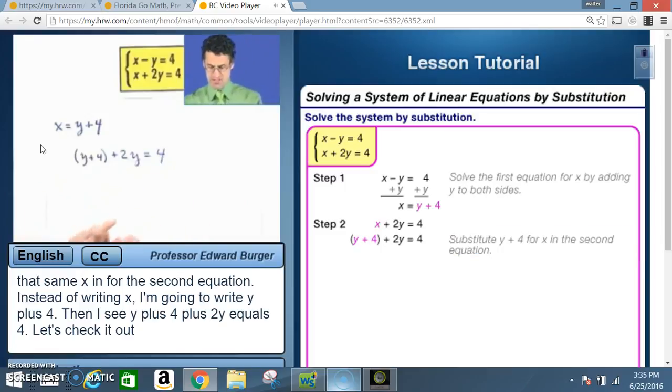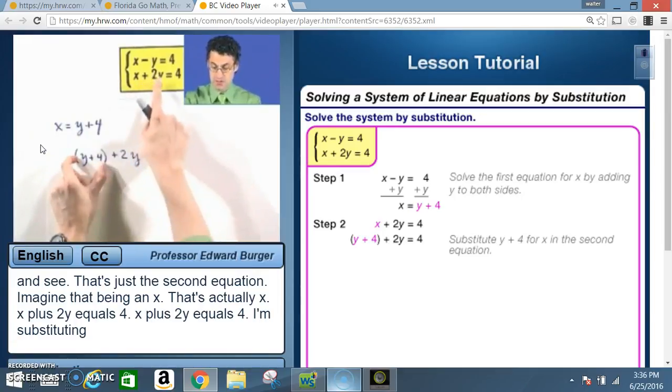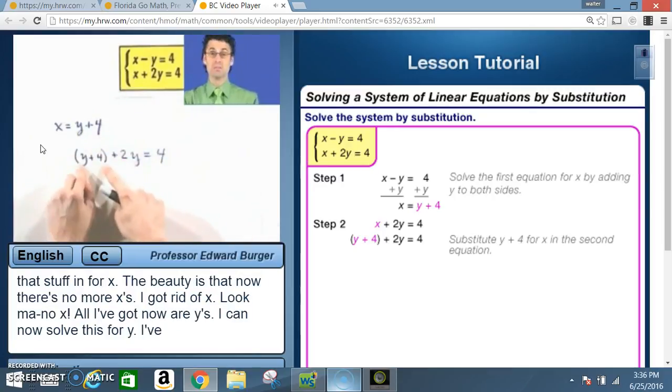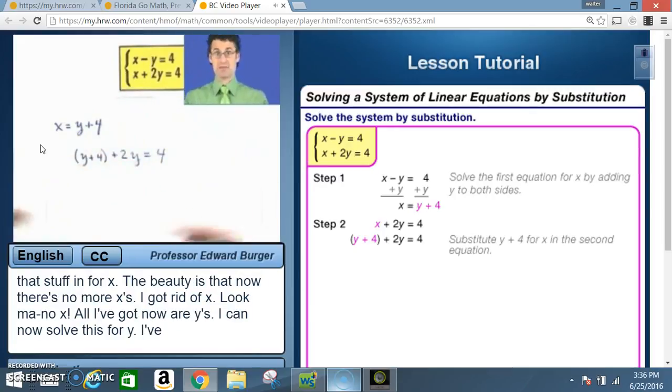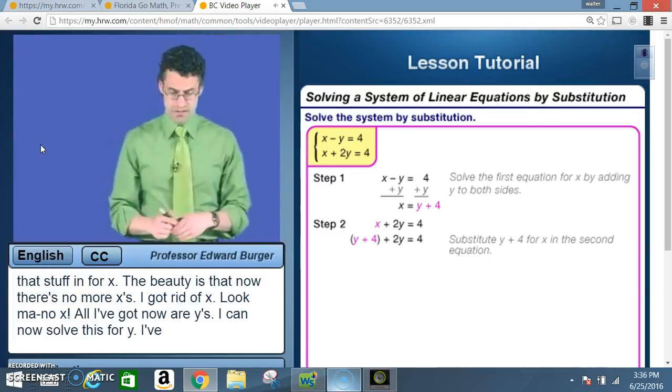Let's just check it out and see. That's just the second equation. Imagine that being an x. X plus 2y equals 4. But I'm substituting in place of x. I'm putting in that stuff. The beauty is that now there's no more x's. I got rid of x. Look, Ma, no x. All I've got now are y's. And so I can now solve this for y.